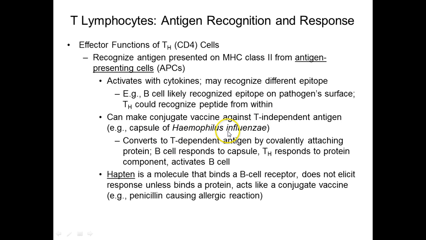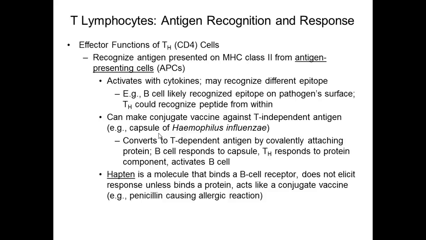Haemophilus influenzae is a bacteria, actually, and it has a capsule. So they've taken part of this capsule, and they're not giving you the whole bacteria. They're giving you part of this capsule conjugated to another molecule so that you don't need T cell help, right? And the B cell can go right to producing antibodies against it.